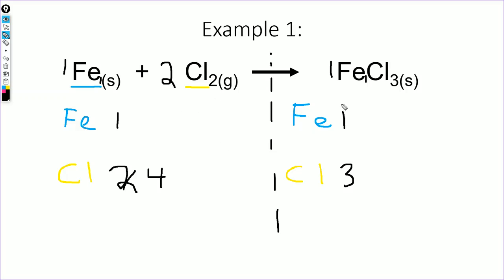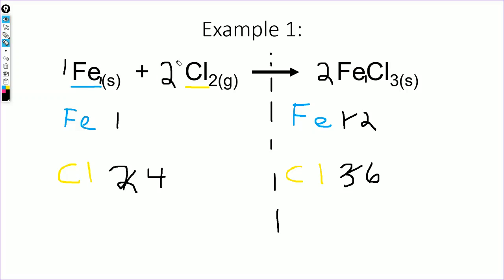So let's go back over here and increase this number, because this is the smaller side now. Let's change the coefficient from a 1 to a 2, right? I'll change it by one step. So now I have 2 times 1, I have 2 irons, and I have 2 times 3, now I have 6 chlorines. So let's go back over here and try to fix chlorine again, right?